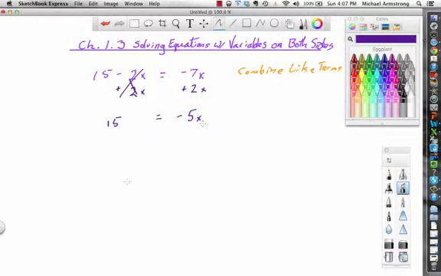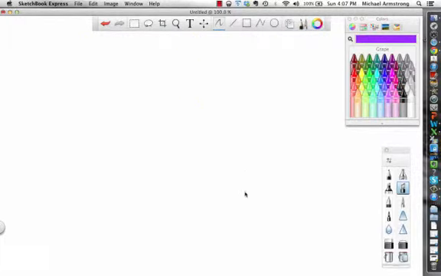Now I'm still trying to solve for x, so I'm going to divide both sides by negative 5 to get x by itself. I want to divide by negative 5 because negative 5 divided by negative 5 is 1, and that leaves me with just the x all by itself. And 15 divided by negative 5 is negative 3. So x equals negative 3, or negative 3 equals x. Those work great. Let's look at another one.